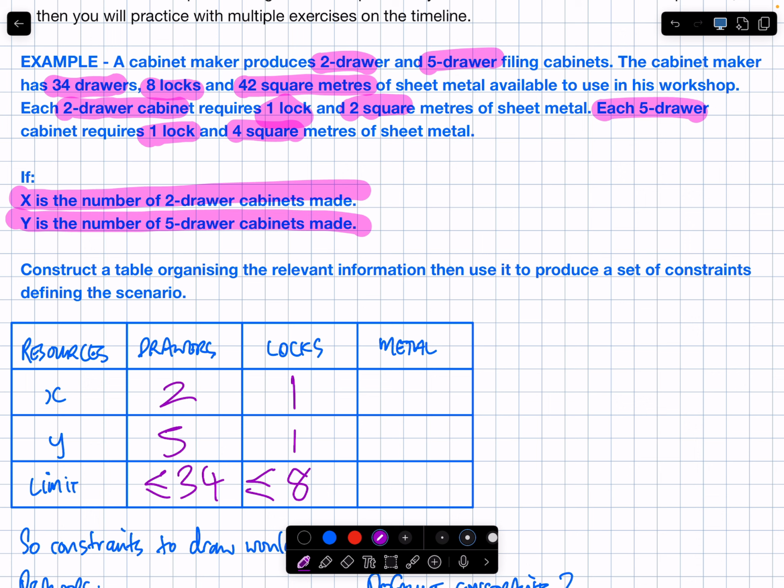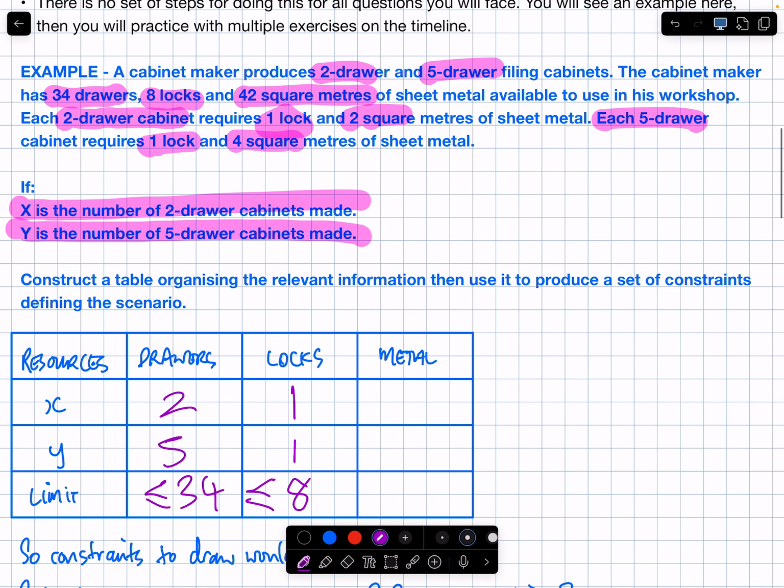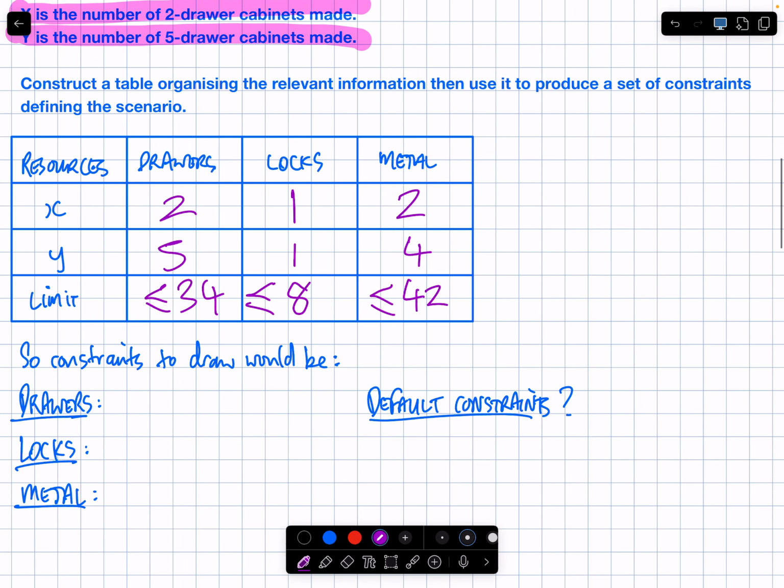Let's look at metal. How much metal does the 2-drawer cabinet require? You tell me. 2 square meters. What does the 5-drawer require? 4. And what is my limit of metal usage? 42. Can I use greater than or equal to 42 or less than or equal to 42? Less than or equal. Why is putting it in a table useful?